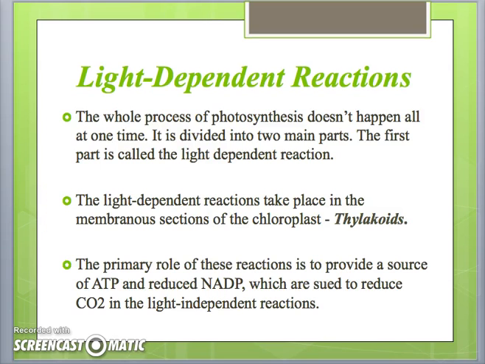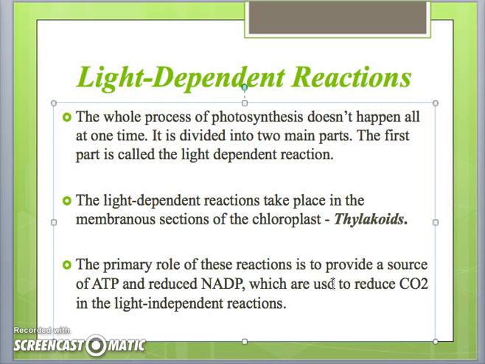Without the light-dependent reactions, the whole process of photosynthesis doesn't happen at all. Like I said, it is divided into two parts. The first part is called the light-dependent reactions. It happens in the thylakoid membranes. The primary role of these reactions is to provide a source of ATP and reduced NADP, which are used to reduce CO2 in the light-independent reactions. And here's a typo: used to reduce CO2 in the light-independent reactions.